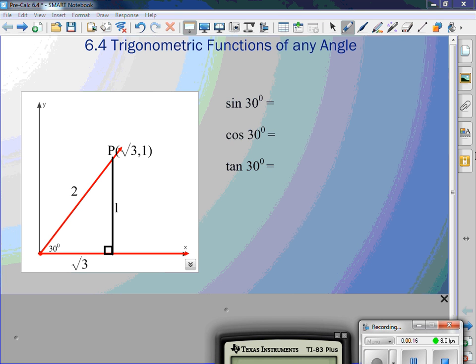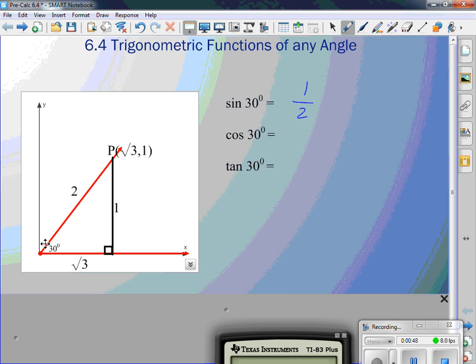The first one, a 30, 60, 90 right triangle. To find the sine of 30 degrees, how do you find the sine of something? Opposite over hypotenuse. So here's 30. What's the opposite? 1. What's the hypotenuse? 2. The sine of 30 is 1/2. If you put sine of 30 in your calculator, you get 1/2, as long as your calculator's in degrees.